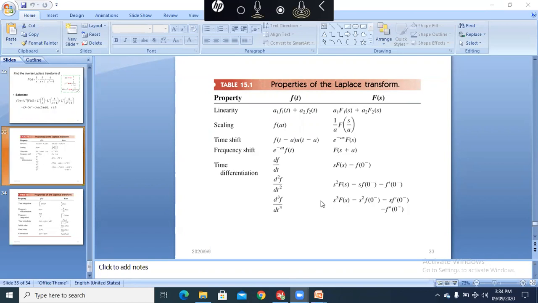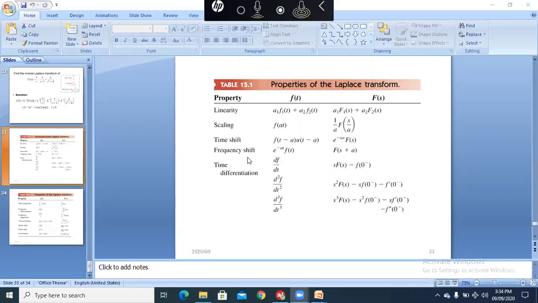Okay, let's start today's lecture. Yesterday we learned about the properties of the Laplace transform: the linearity property, scaling property, time shifting property, and frequency shifting property, along with the time differentiation and frequency differentiation properties.